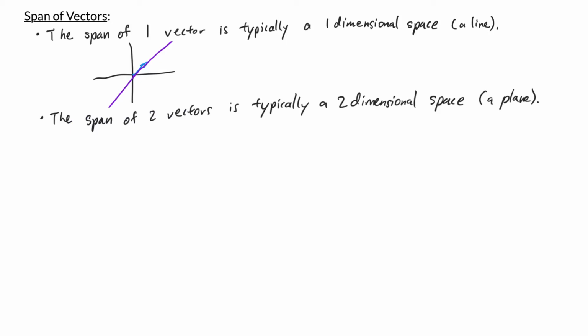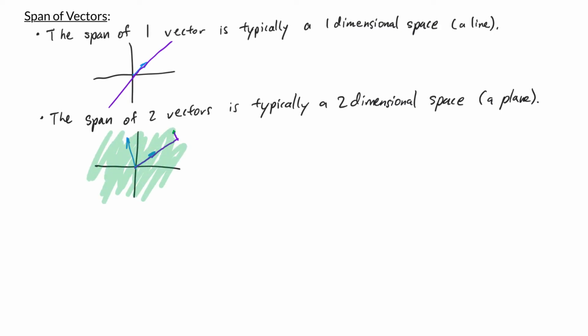Next, the span of two vectors is typically a two-dimensional space, a plane. If I draw my xy plane here and I put two vectors on the plane, then any point on this plane can be written as a linear combination of those two vectors. I can go a certain amount in the direction of the first vector, then go a certain amount in the direction of the second vector to reach my point. So if I take the span of those two vectors, meaning take all possible linear combinations, then I'm going to get every single point on the xy plane.